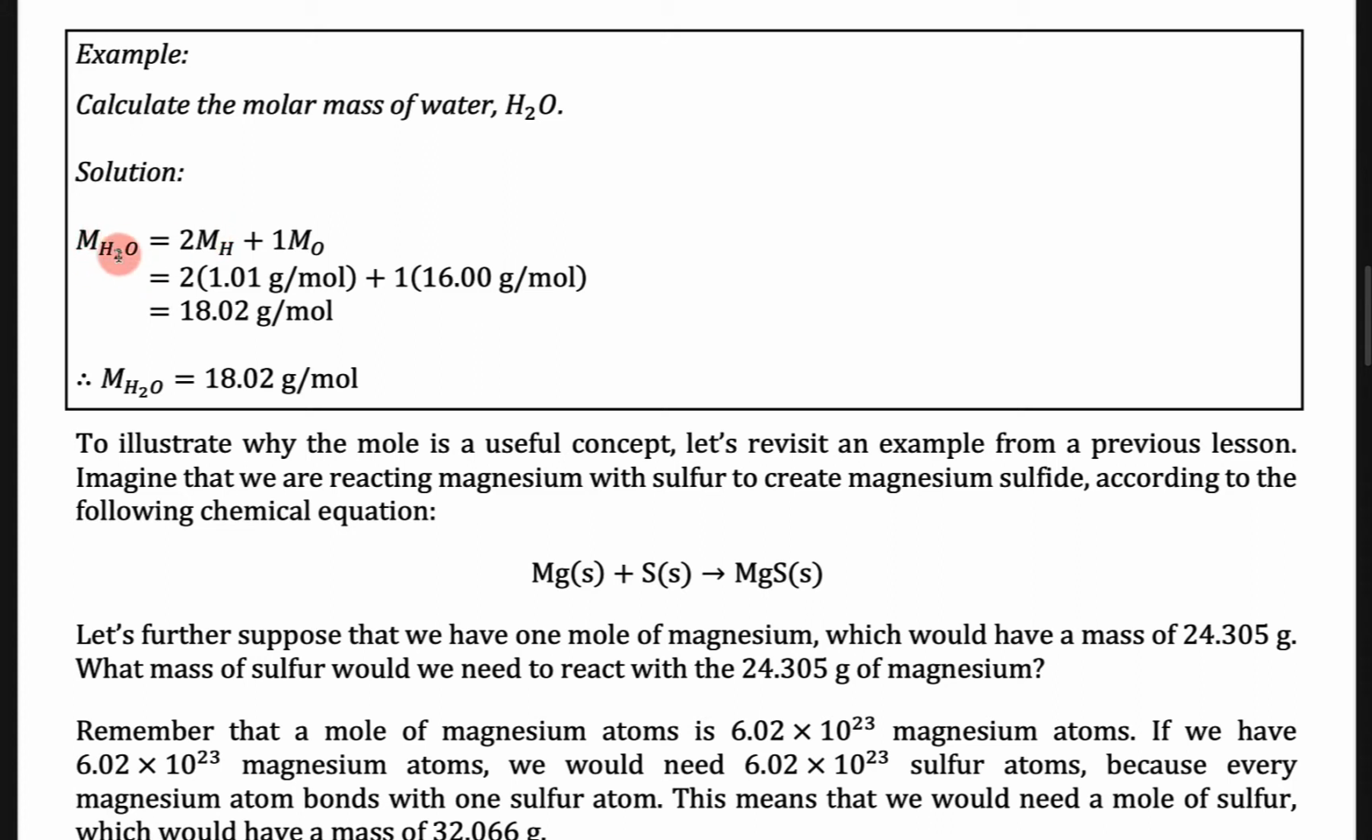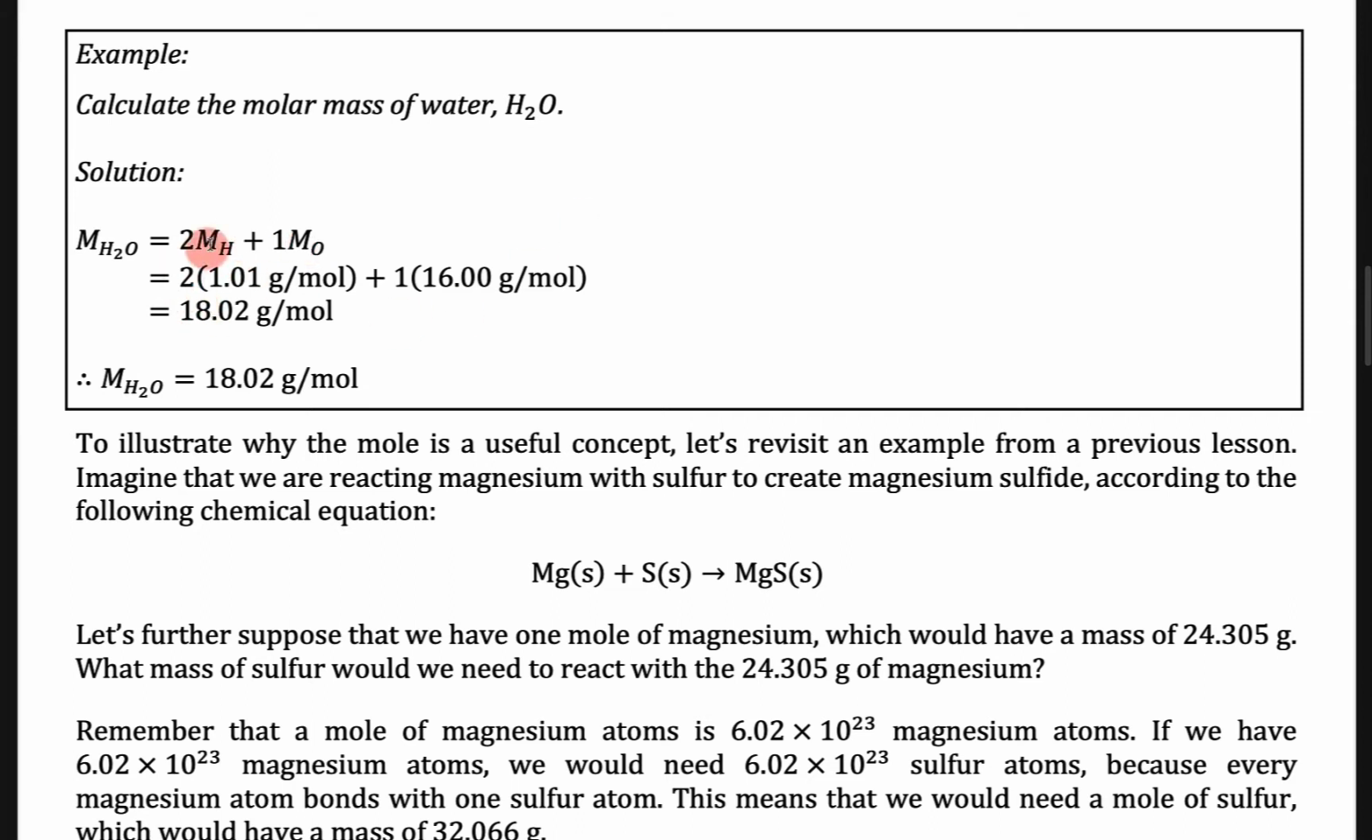Okay, so this is saying that the molar mass of H2O is equal to 2 times the molar mass of hydrogen atoms plus 1 times the molar mass of an oxygen atom. So I'm just adding up the average atomic masses of the atoms that make up a water molecule.